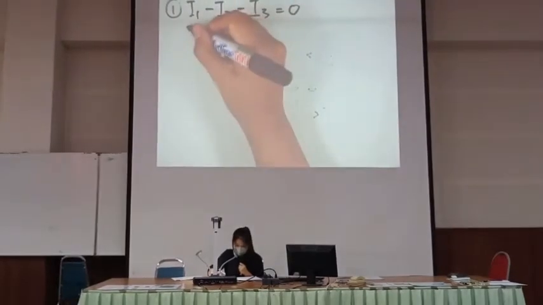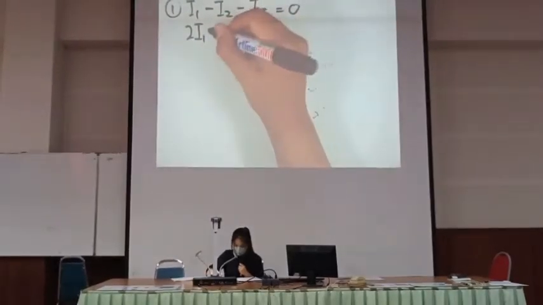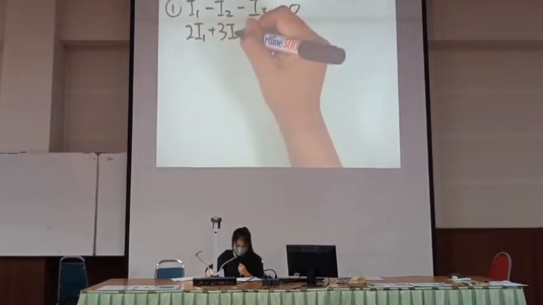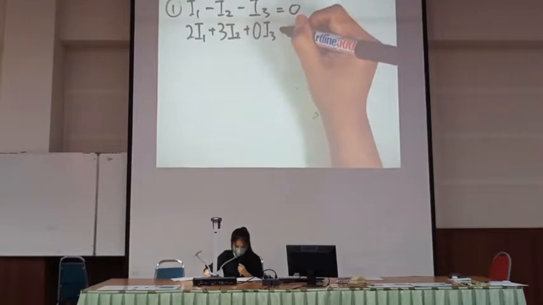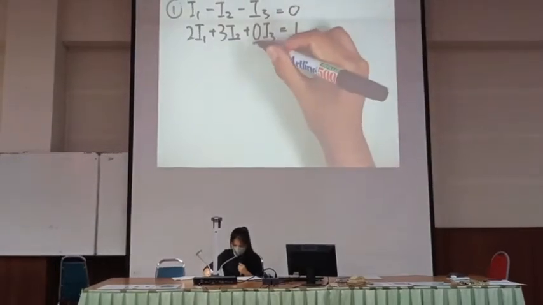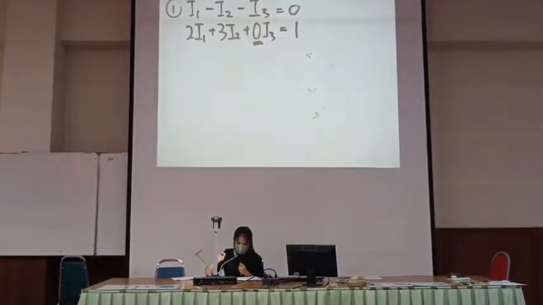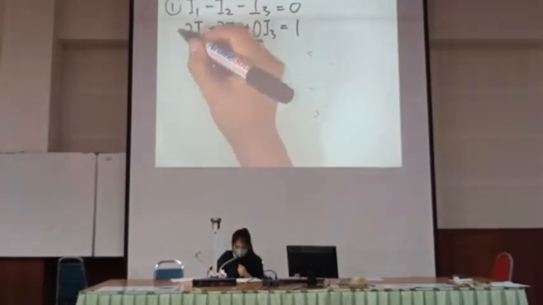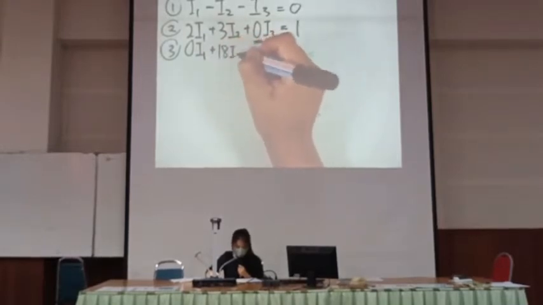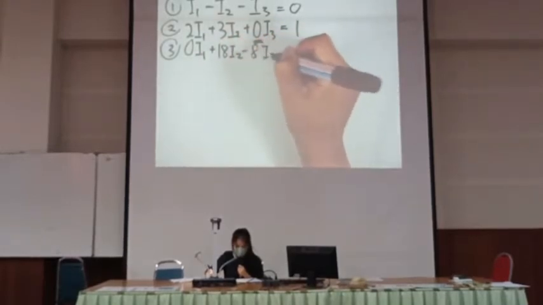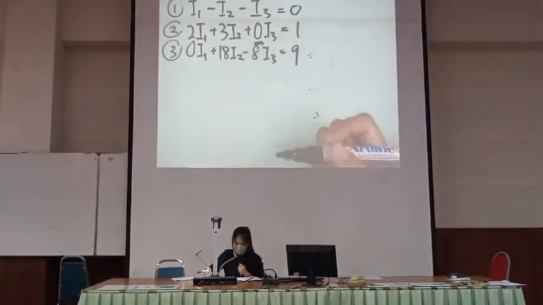Then the second one is 2I1 plus 3I2 plus 0I3 equals 1. This is 0 because there is no I3 in the first loop, so we just write down 0. And the third equation, 0I1 plus 18I2 minus 8I3 equals 9.